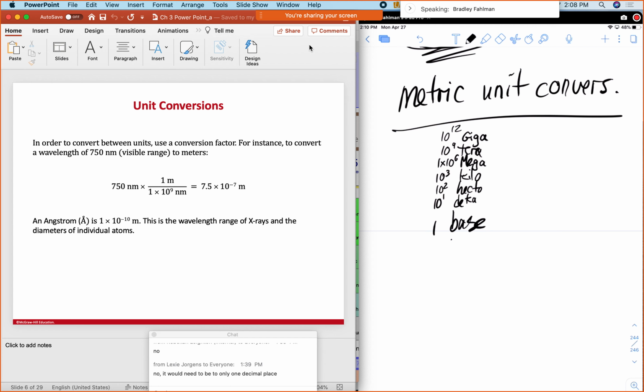And then it's deci, centi, milli. That's 0.1, 0.01, or 0.001. And then we had micro, nano, and then pico.